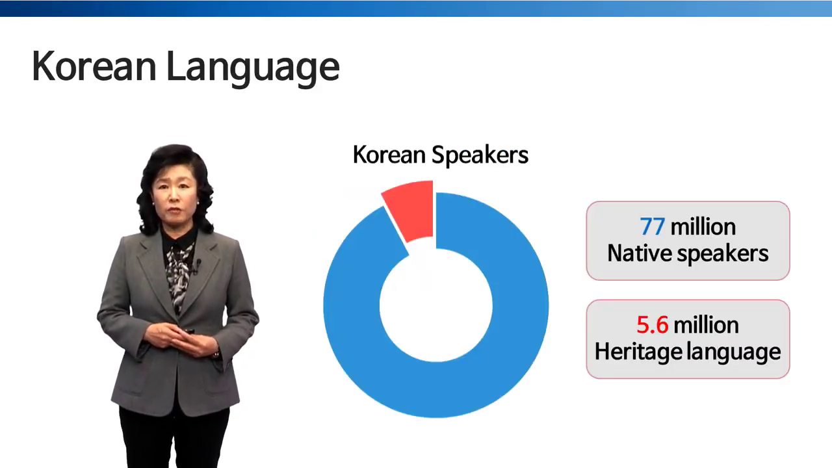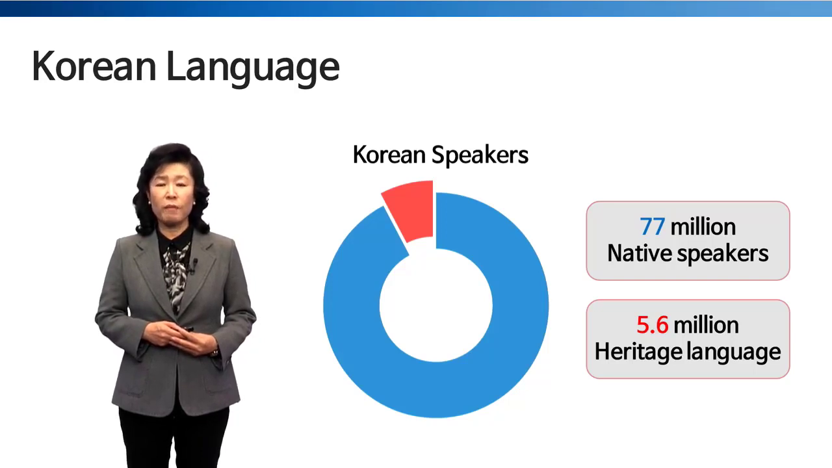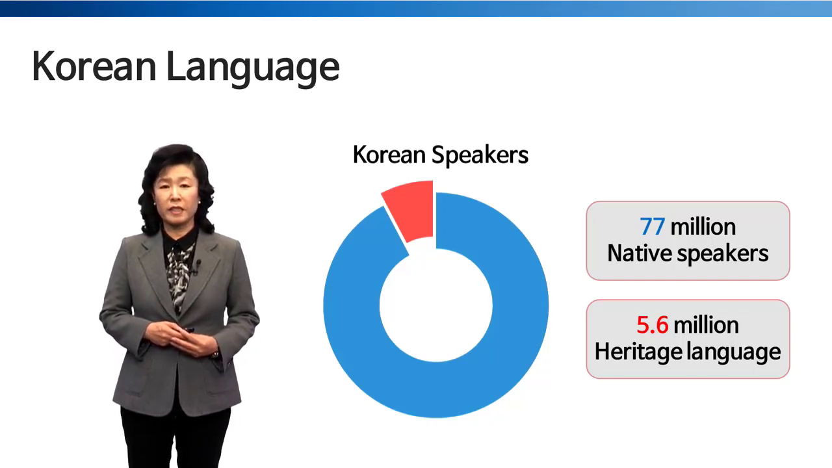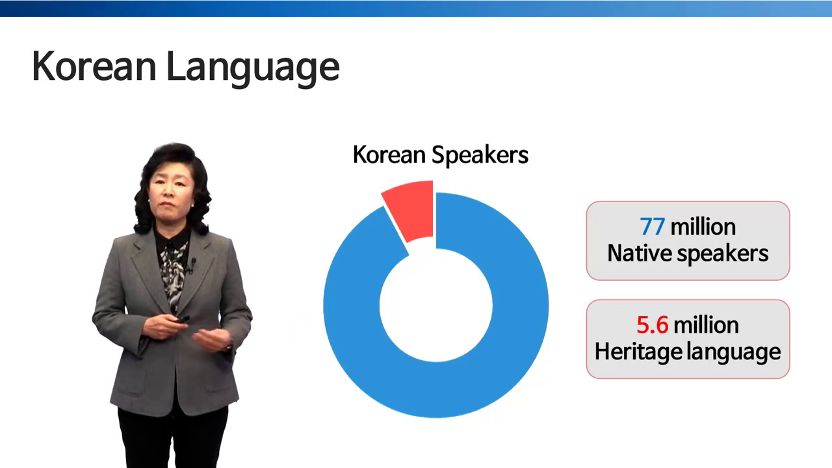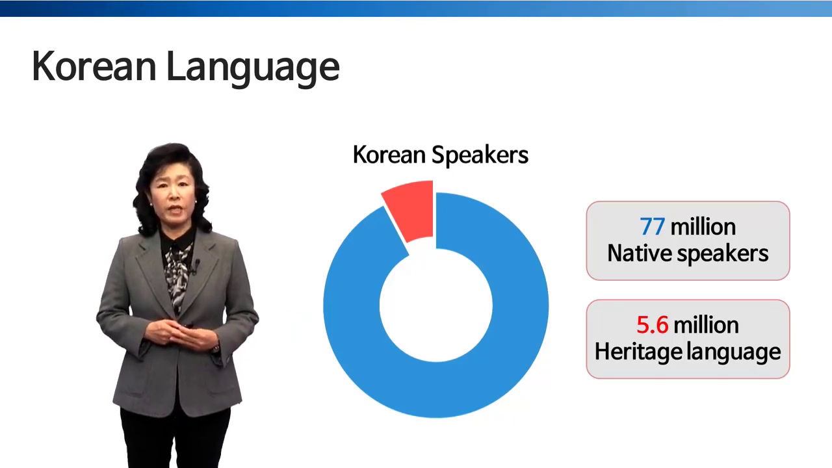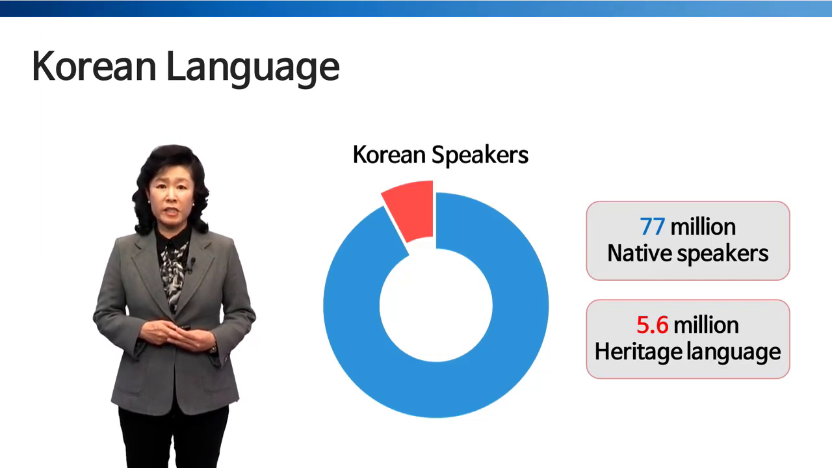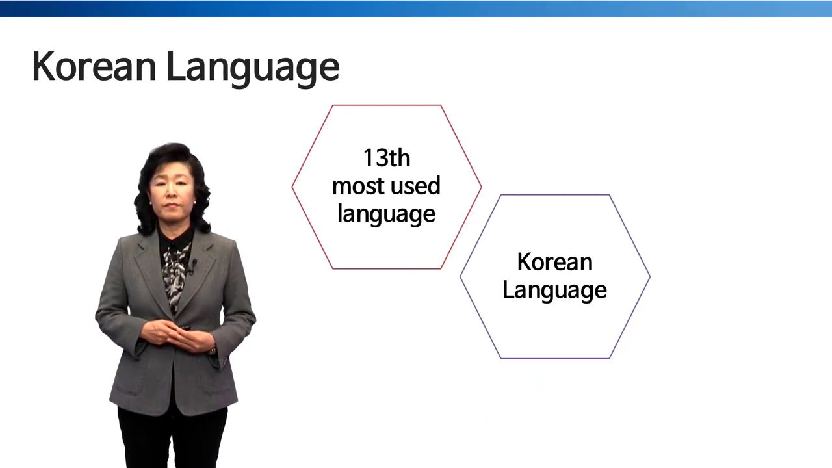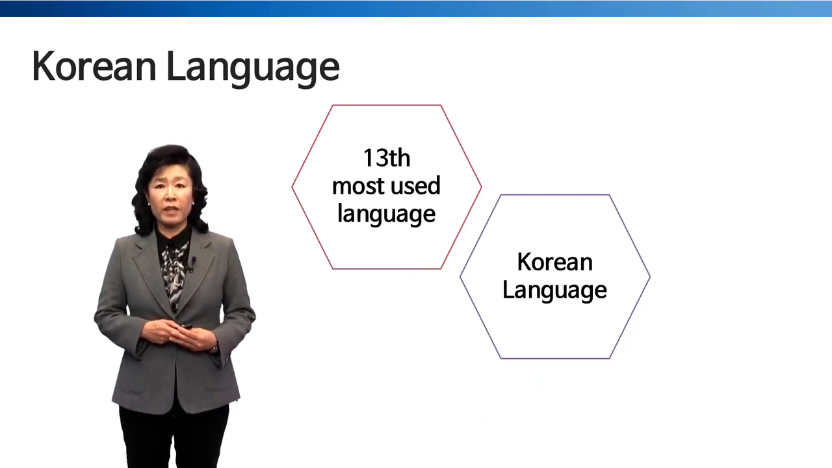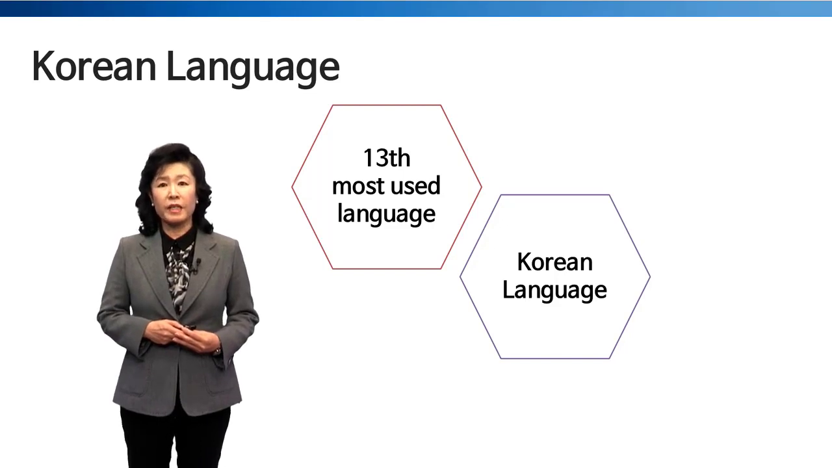Before we start this lecture, I would like to briefly talk about the Korean language. Currently, there are 77 million native Korean speakers and 5.6 million that consider Korean as their heritage language. Out of over 3,000 languages that exist on this planet, Korean is considered to be the 13th most commonly used language.